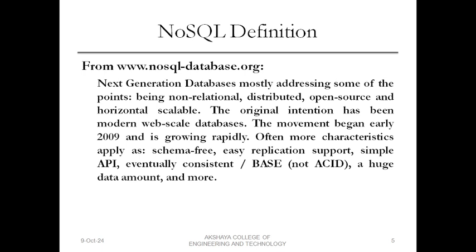So what is NoSQL? The official definition given by NoSQLdatabase.org is that it is non-relational, distributed, open source, and horizontally scalable. The basic intention behind NoSQL databases is that the web should be scalable, and the other characteristics are that it is also schema free. It could be replicable, and we have simple APIs to access the database, and it can handle a large volume of data. It doesn't follow ACID properties, so we need to define certain properties that could be followed by NoSQL.